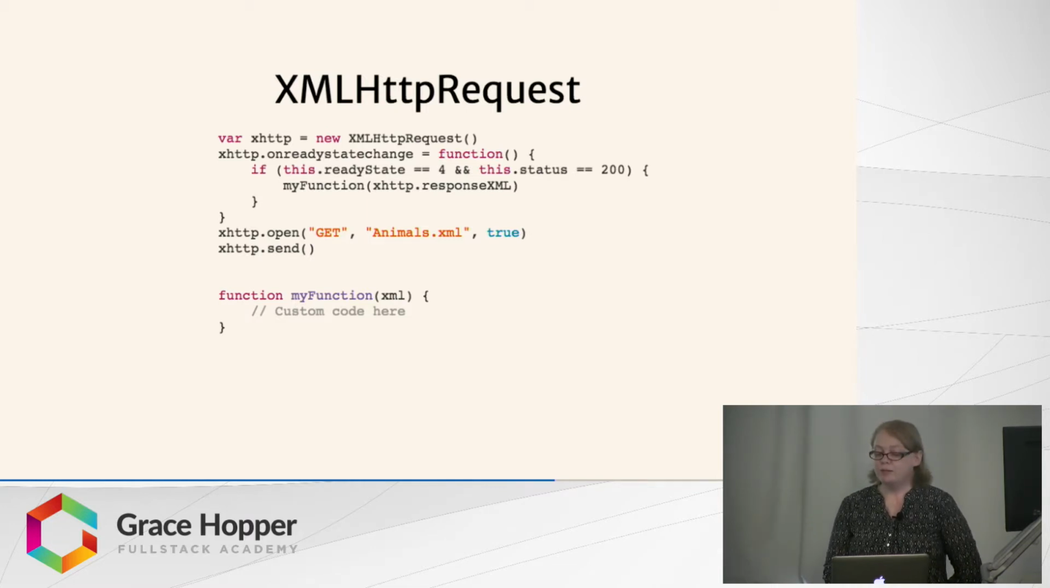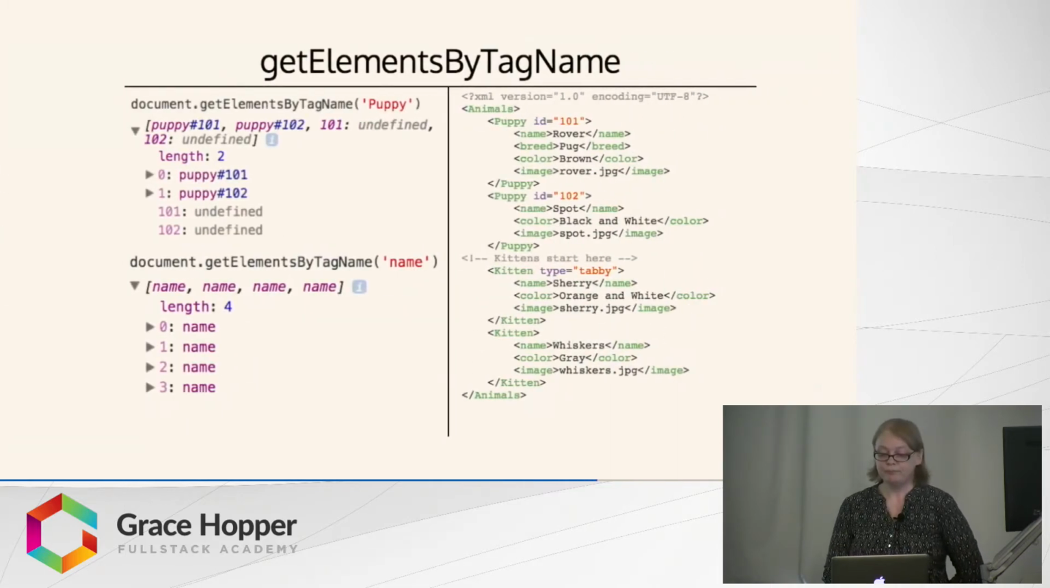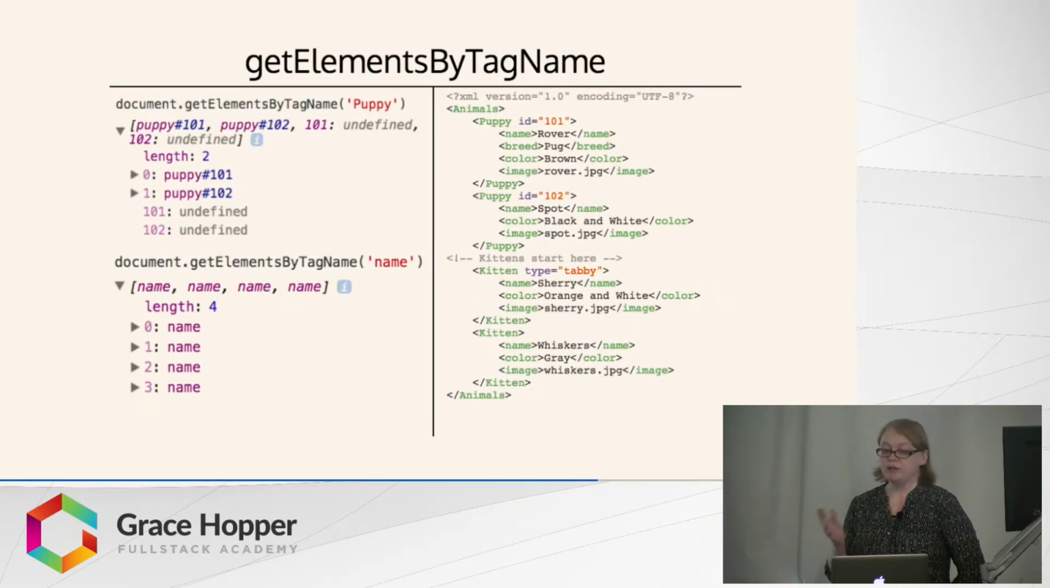In my example, I am getting the animals.xml file. Once the page returns an OK status, my function will be called on the file. In order to get elements, you can use getElementsByTagName. And it can be used on a single node to return an array of child nodes. For these examples, I'm using the XML document node. When I get elements by tag name puppy, I receive an array of two puppy elements in the terminal. When I get elements by tag name name, I receive an array of four name elements because there are four names in the document. There are two puppy names and two kitten names.